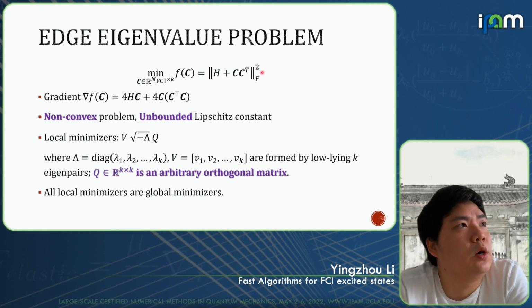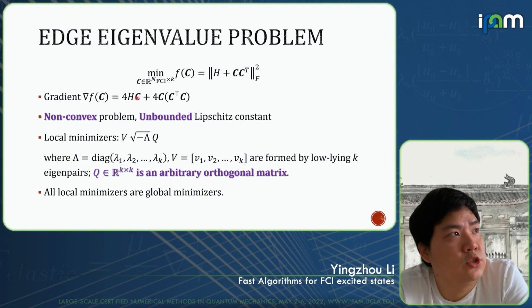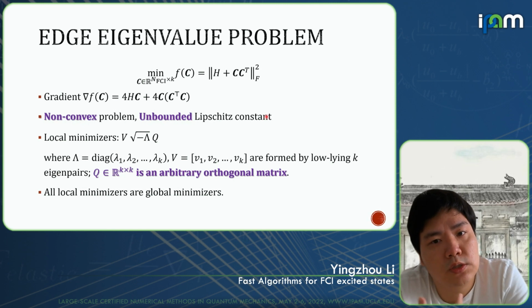The gradient of such an objective function admits the following formula: 4HC plus 4C times C transpose C. As we can see, if the gradient equals 0, then C must lie in an invariant subspace of H, because this is a K by K submatrix. This is nothing but transforming these columns, but still lying in the columns of C. So C must be formed by eigenvectors of H. If we analyze further, this is a non-convex problem with an unbounded Lipschitz constant, and those things create a lot of trouble in analysis.